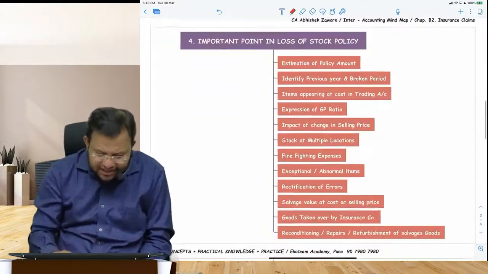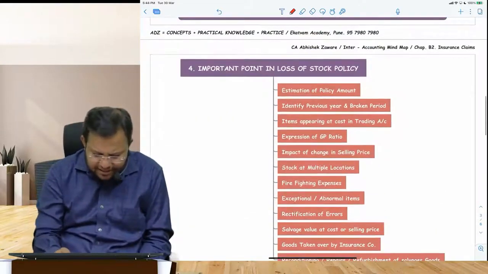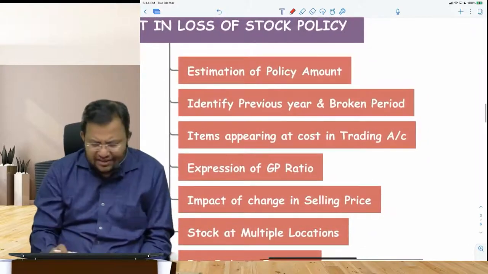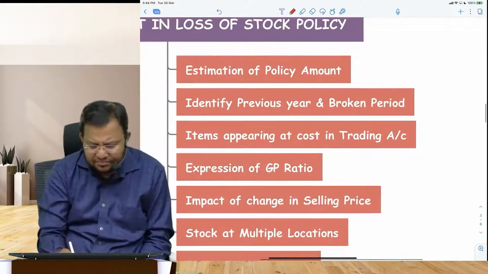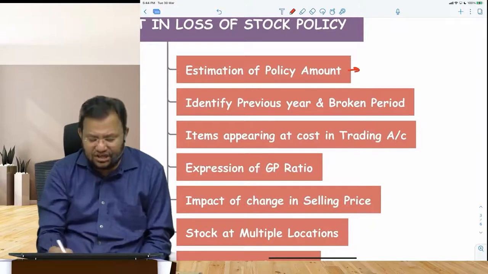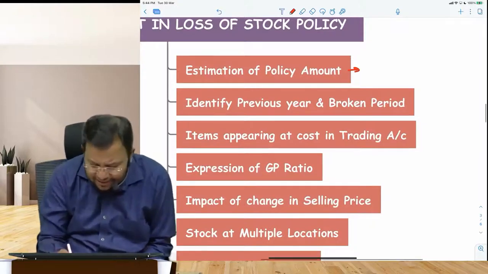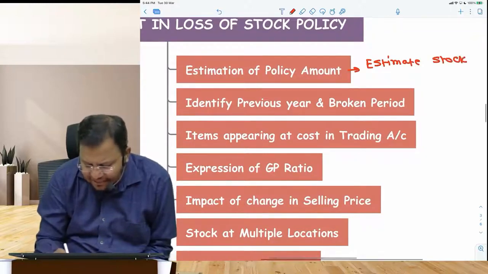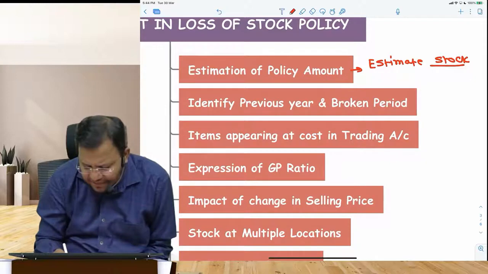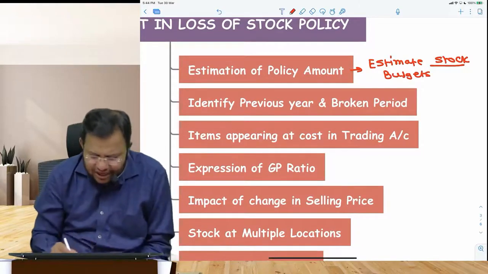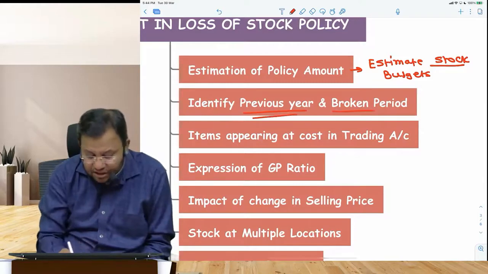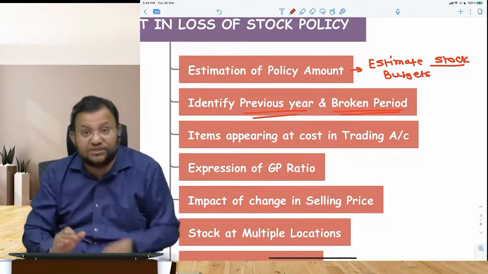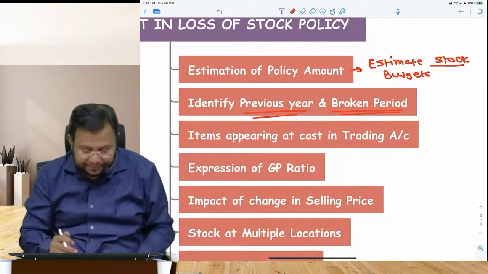So there are various important points on which you people can make a blunder. So I have given those points. How do you estimate a policy amount for loss of stock? Policy amount estimated is nothing but estimated stock. Whatever stock you estimate at the time of fire, this estimated stock will be derived through budgets. Then you should identify the previous year and broken period appropriately in the question. Which one is a previous year, which one is a broken period.